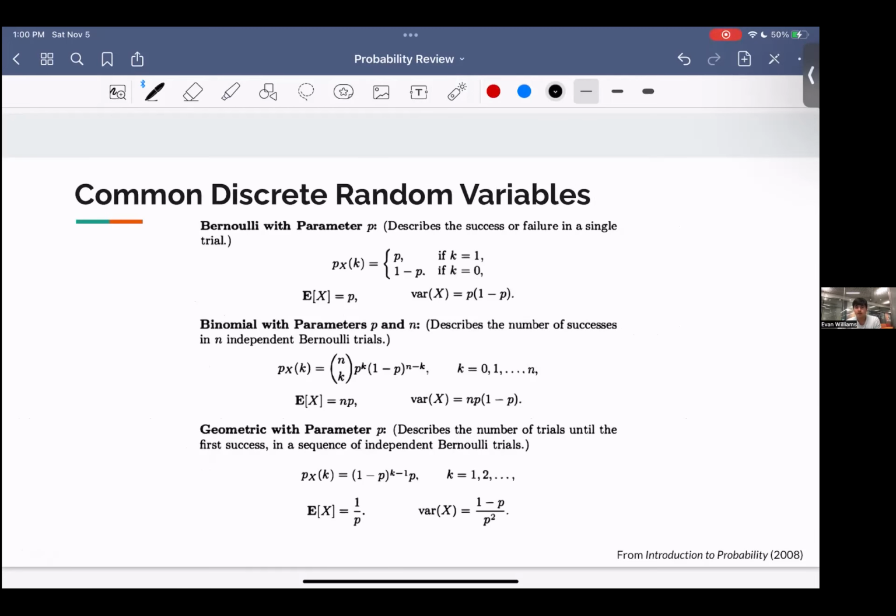So here are some common discrete random variables, as well as their distributions, their expectations, and their variances. You're probably not going to need the variance, but it can be helpful to have a summary of some of the random variables we'll see in this course.